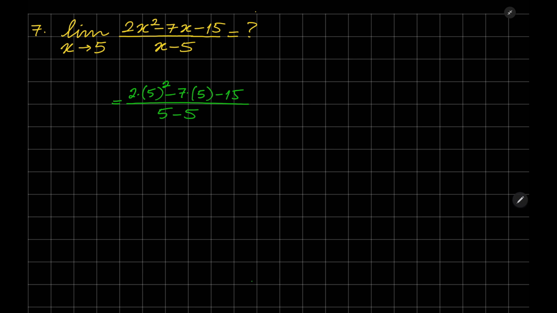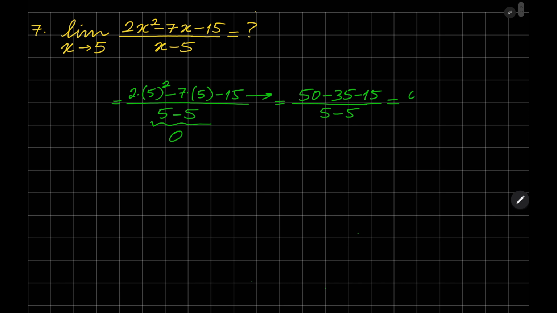As you can see, the denominator here is 0. Also the numerator, let's check the numerator. It is 25. It's equal to 50 minus 35 minus 15 divided by 5 minus 5. It's also 0. It's equal to 0 over 0, which is indeterminate. Okay? Now we can use the factoring method.